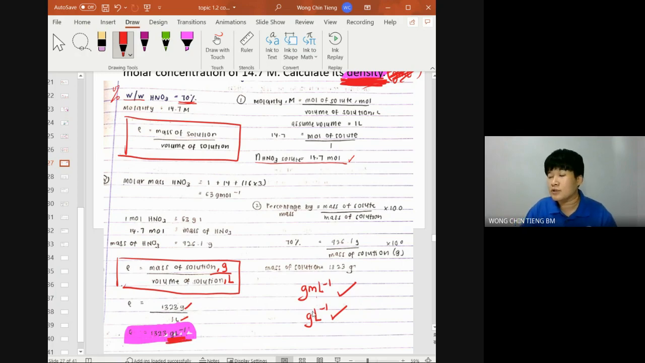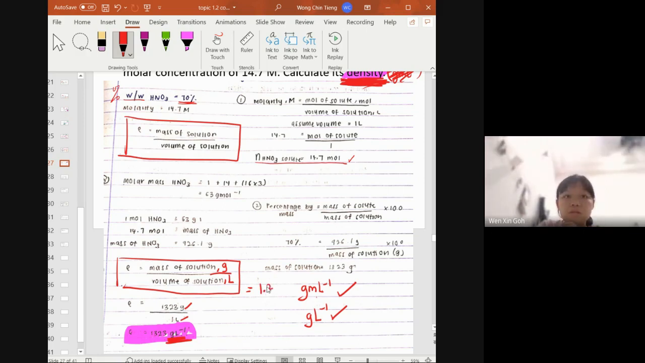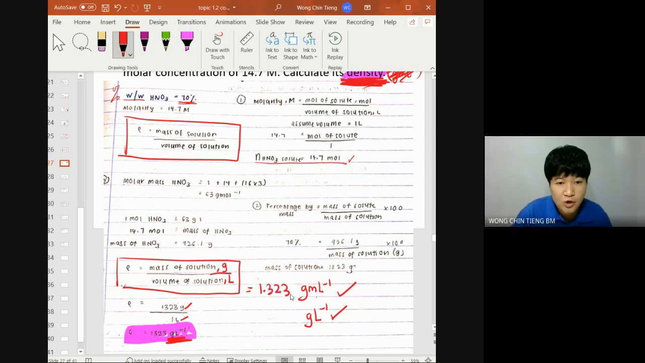Siapa yang kira guna gram per milliliter? Answer? Anybody? 1.323. 1.323 gram per milliliter. The value will be different. Okay? But both is acceptable with the condition unit kamu betul. Okay? Satu lagi sayang. Very small thing.